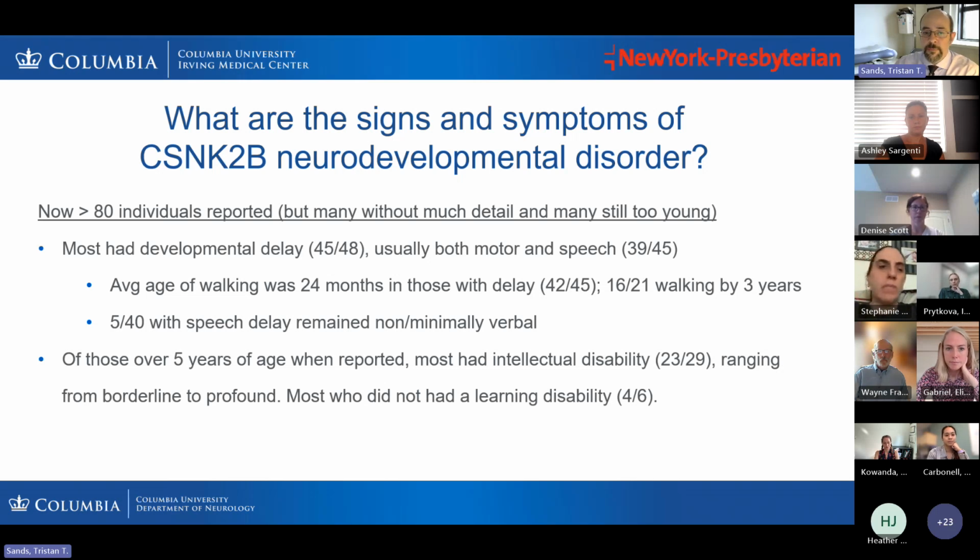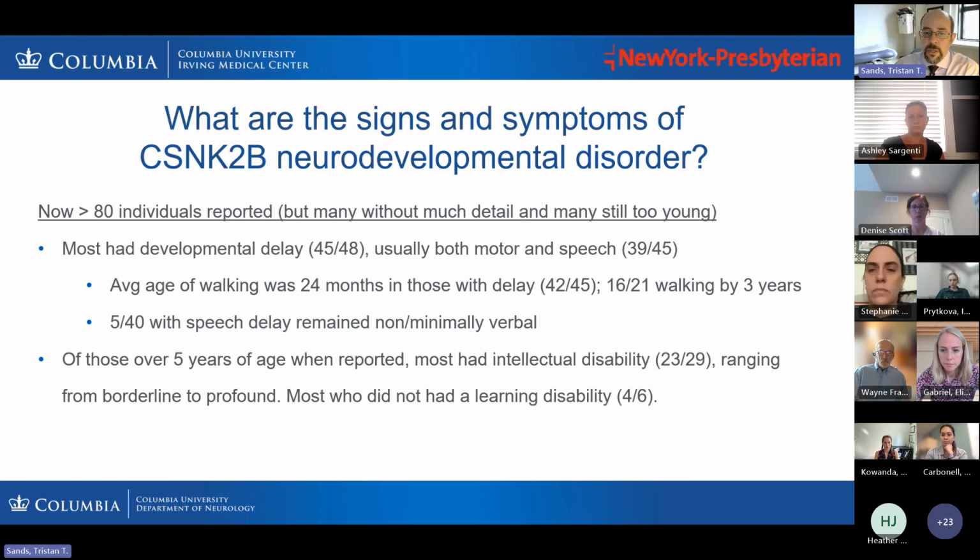So there are now over 80 patients reported, but a lot of the patients show up in big cohorts and there's not a lot of information. Some of the patients are reported, but they're still 2 years old. So we don't really know the full manifestations, how they're gonna do. But here's what we can say. So most patients with pathogenic variants in CSNK2B have developmental delay, and most of them have both motor and speech affected, and so typically would fall under the rubric of global developmental delay. For those that were delayed in terms of their motor development, the average age of walking was about 2 years.